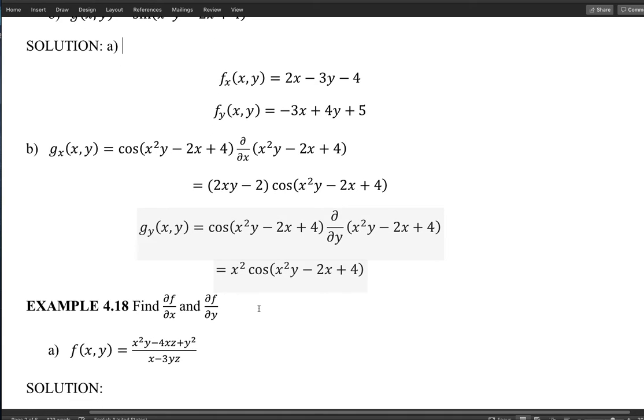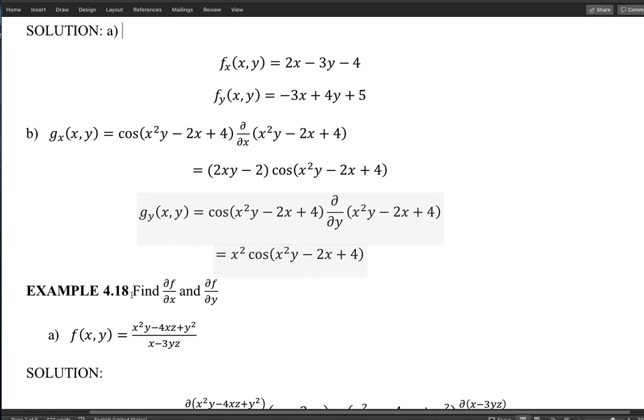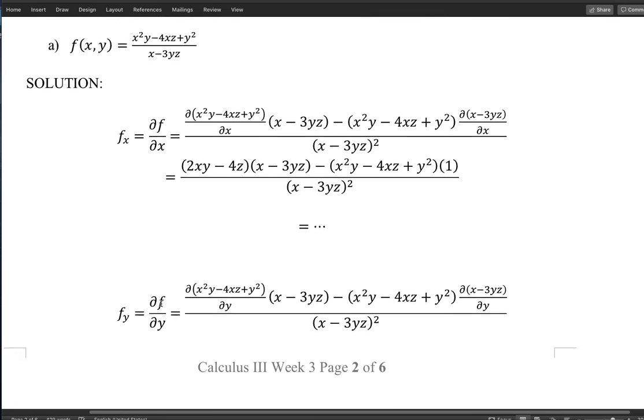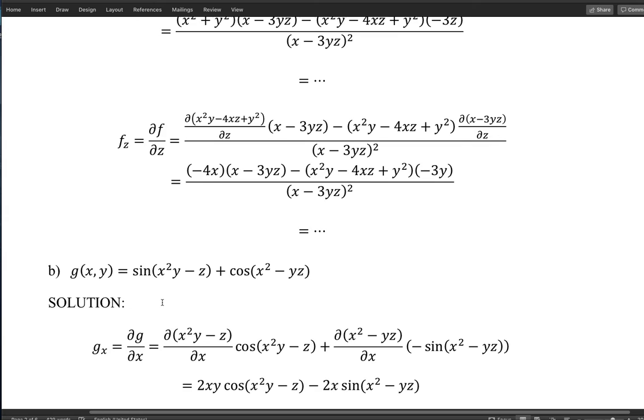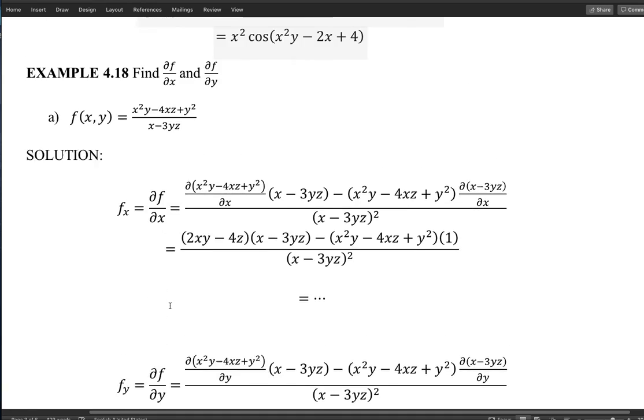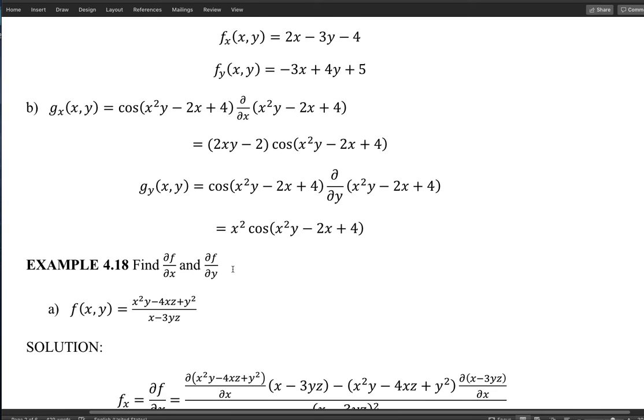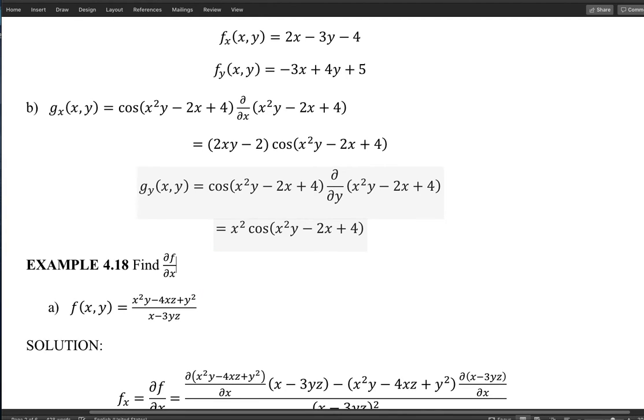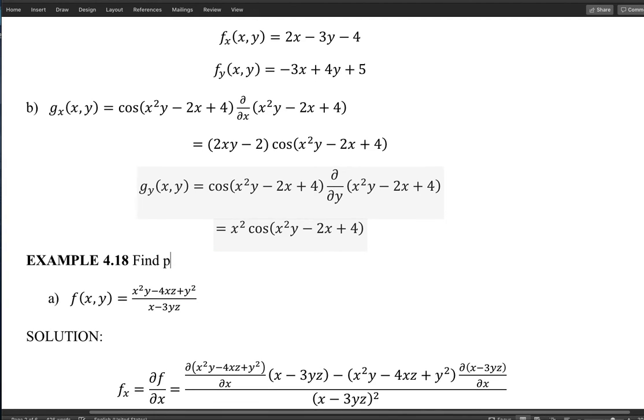Let's take a look at another example, from the textbook again. It's finding partial derivatives, and I think it probably still has part A and part B. The second one has the function named g. Find the partial derivatives. Still there are part A and part B. Let's work on part A first.